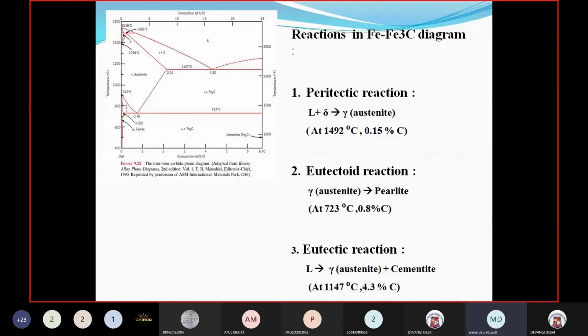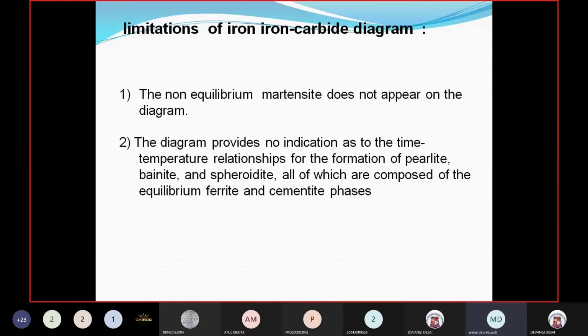So the reactions which I have mentioned, there are three major reactions: peritectic reaction, eutectoid reaction and eutectic reaction. And what are the phases? Change in the phase occurs, that I have mentioned in the slide. Next slide, madam.